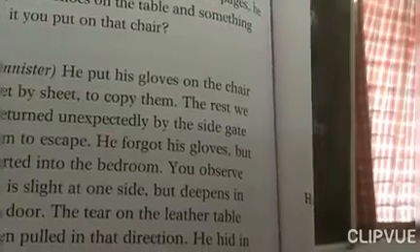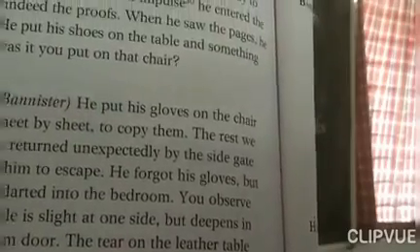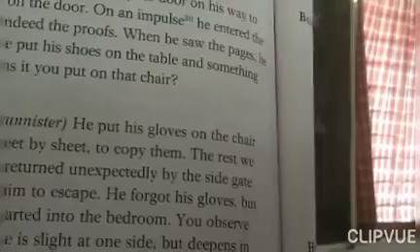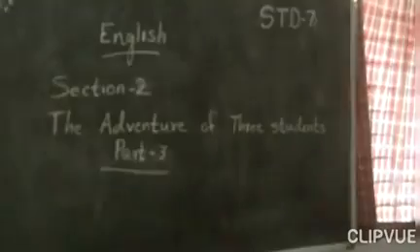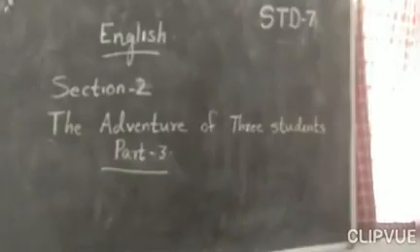Mr. Soames returned unexpectedly on the side of the gate. There was no way to escape. Then at this time, Soames unexpectedly came to that gate. He had no place to escape. That's why he entered the bedroom.